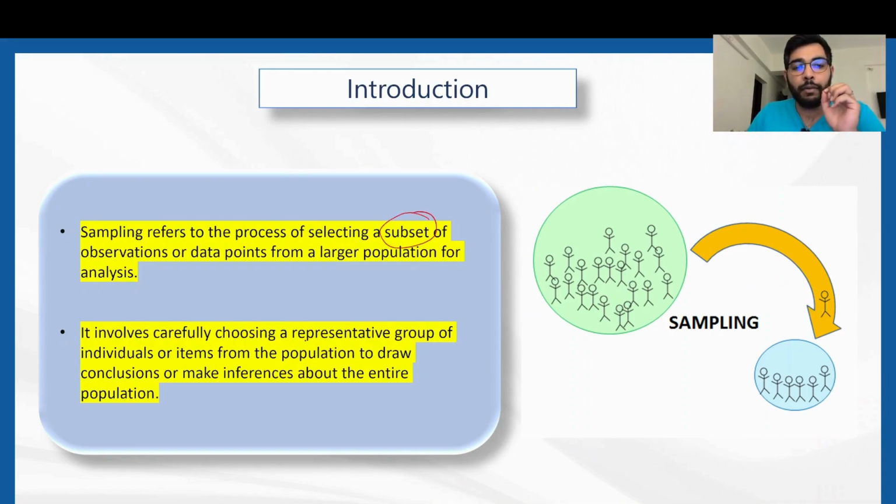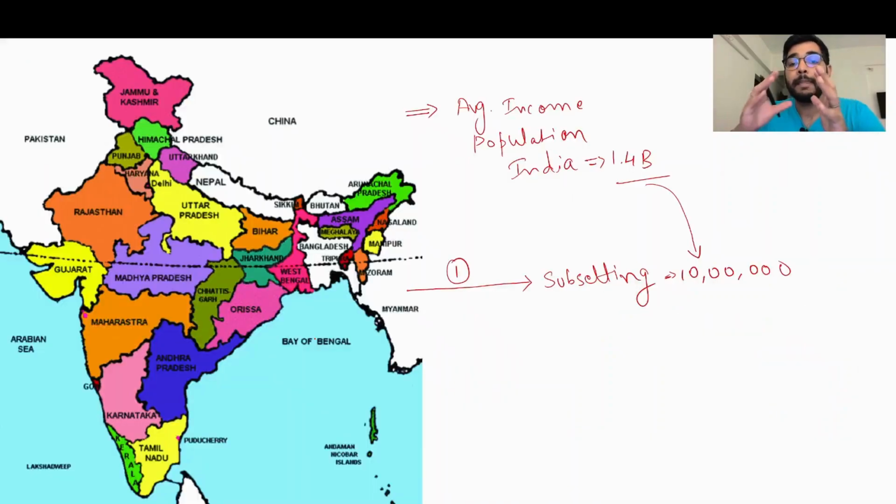The second point says carefully choosing the representative group of individuals or items from the population. That is, the sample, the subset that we have chosen from the population, should represent the population. What do we mean by this? Let's say we know that of the population of India, the 1.4 billion people, 70% are service class and 30% are, let's say, business class people.